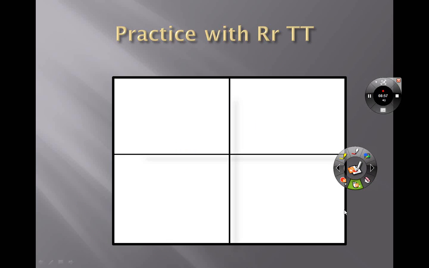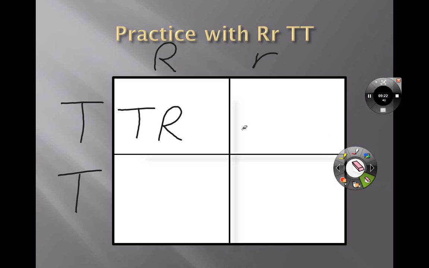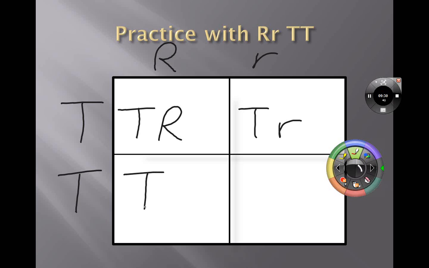So we're going to practice with capital R, lowercase r, big T. You can decide where you want these pieces to be placed. I'm going to put capital R, lowercase r on one side, and two capital T's on the other. And let's go ahead and put them together. Here I've got a capital T and a capital R, and a capital T and a lowercase r.